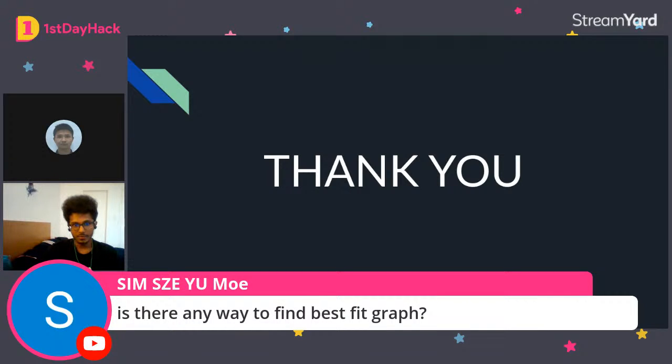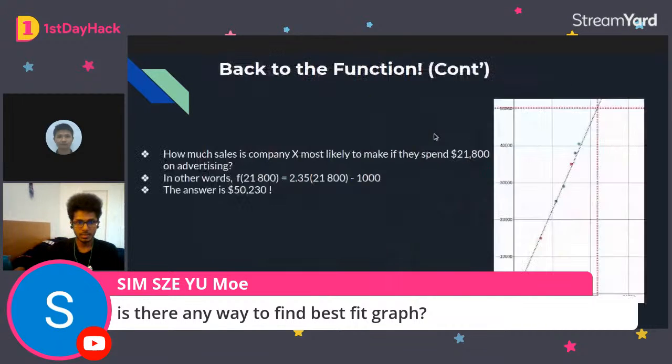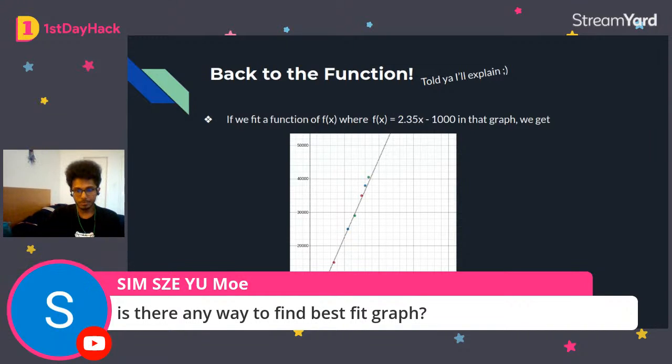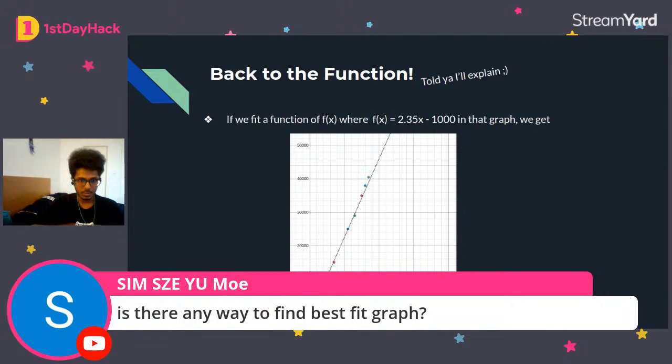There's a question here. Okay, this one: is there any way to find the best fit graph? Yep, good question. So here's the thing. What I showed you earlier is a function that's fitting these dots, right? So machine learning works like this. When you have all this data, it doesn't know how to fit the function straight away onto the data points, right? So what it does is actually randomly fit a line in the graph, and it calculates how far it is off from each of those data points.